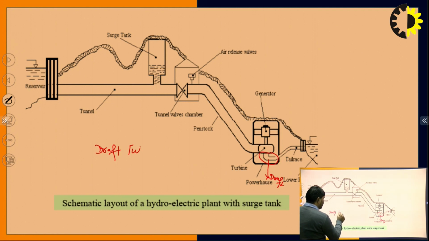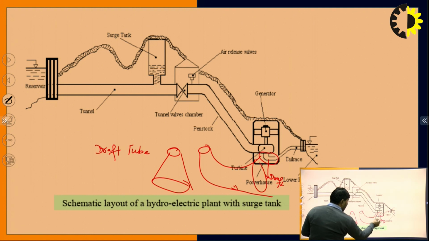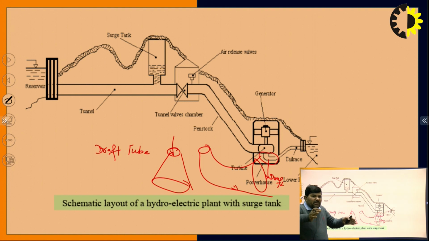What is the draft tube? The draft tube is an expansion device. There are different types: the conical type, the elbow type. The purpose of the draft tube is that the inlet size is very small, and it is basically an expansion device.